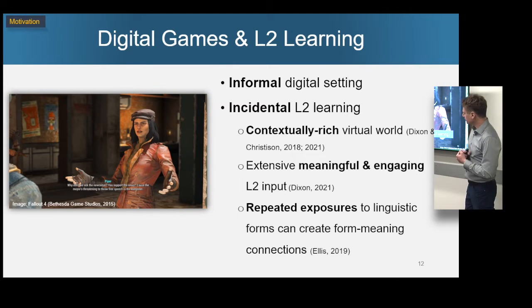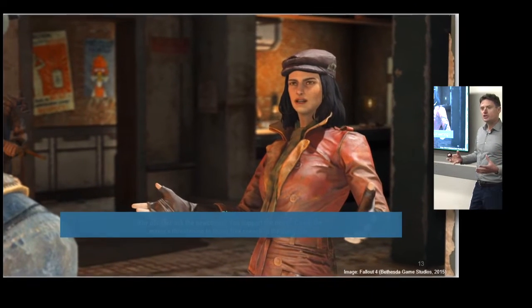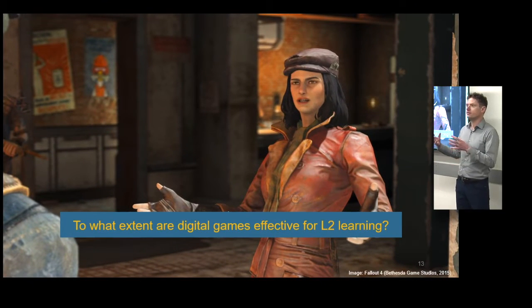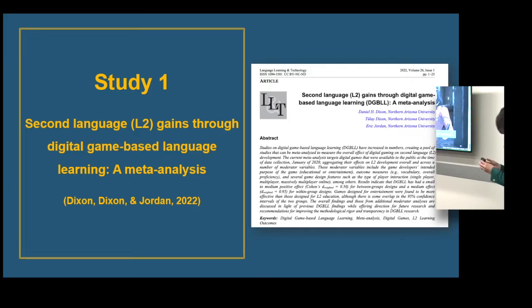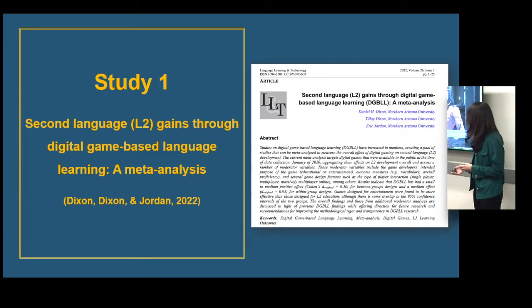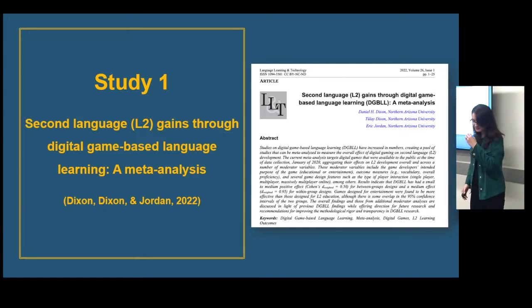So we're going to start with the first study. Tülay is going to talk about the extent to which games have been effective for language learning based on articles in the published research. So, Tülay. All right. Thank you, Daniel. Okay, so am I in the... Yes, okay. I just wanted to make sure people on Zoom could see me.